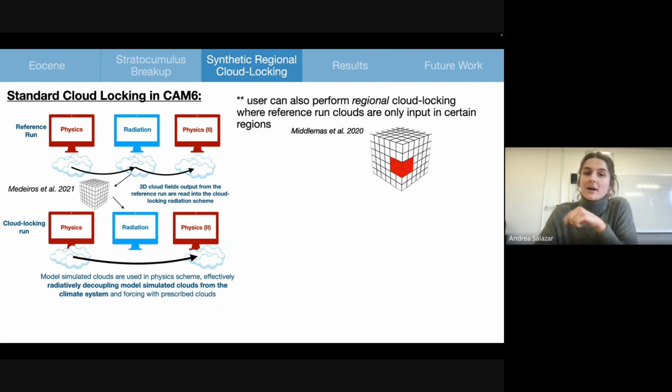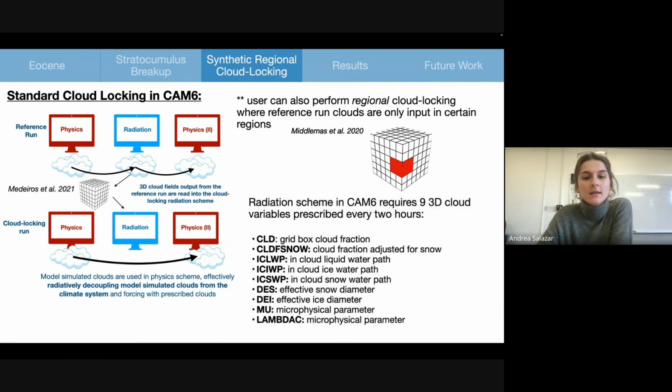And you can also perform cloud locking regionally. So instead of cloud locking everywhere and prescribing clouds over the entire globe, you can only perform cloud locking in very specific regions. So if you were interested, say, in only studying Arctic cloud feedbacks, you would then cloud lock only in the Arctic. The radiation scheme in CAM requires 9 3D cloud variables, and you have to prescribe them every 2 hours because that's how often the radiation scheme is called. 5 of these variables are physical variables like cloud fraction and liquid water path, et cetera. And then 4 are microphysical parameters.